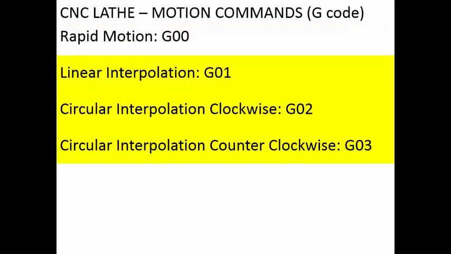Now the question is why it is called interpolation: linear interpolation, circular interpolation clockwise, circular interpolation counterclockwise. Interpolation means we know the starting point and we know the ending point, and we are telling the controller to move from the starting point to the ending point in a designated manner. Designated manner means if we say linear interpolation, then it will try to generate a straight line path.